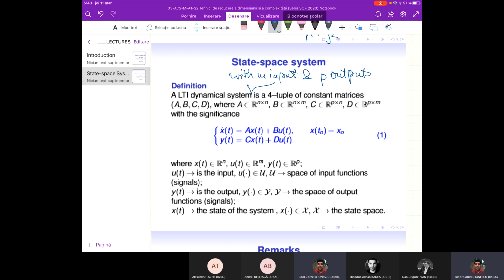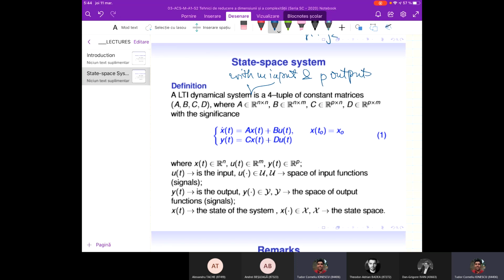And we have also the output equation, which is an algebraic equation: y equals Cx plus Du, with the initial condition x(t0) equals x0. This is the definition of a dynamical system. In the previous hour, we showed where this may come from. That's not the only place where they come from, but that's one of the areas that exhibit this kind of models.